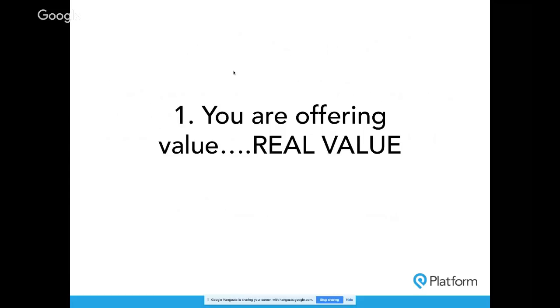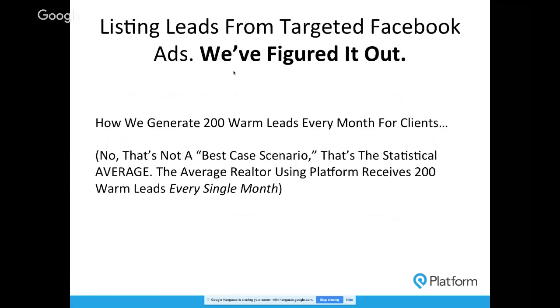So it follows that if we want to build lead generation campaigns that work to get us 200 warm leads a month, we actually have to offer real value, right? It can't just be click here and give me all your contact information for no reason, right? It has to be an actual fair trade. And so we have figured this out. At Platform, we've kind of cracked the code. We figured it out for you.